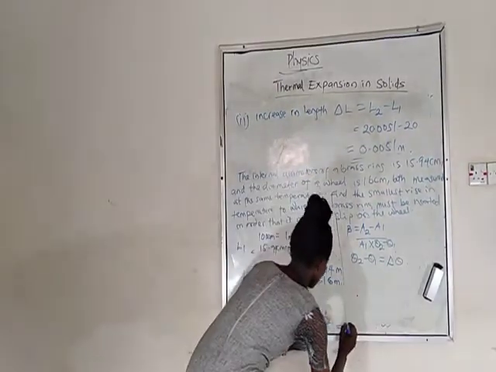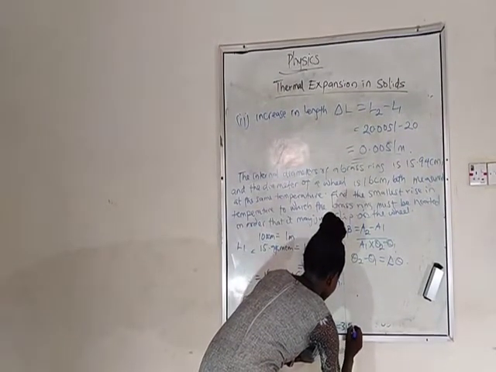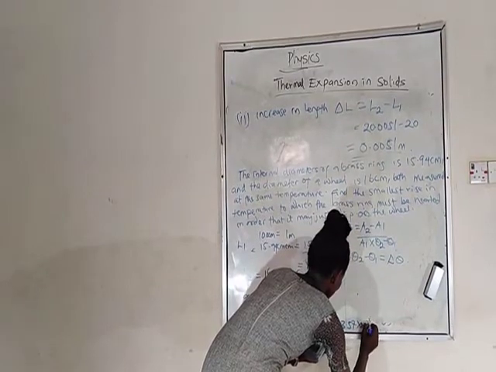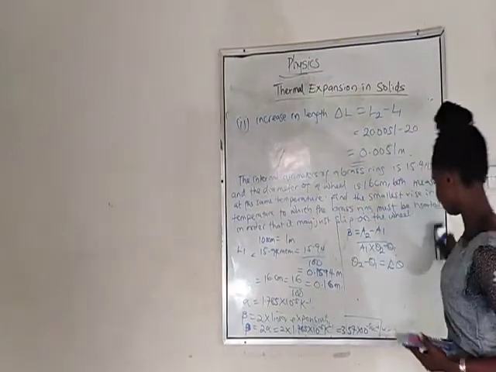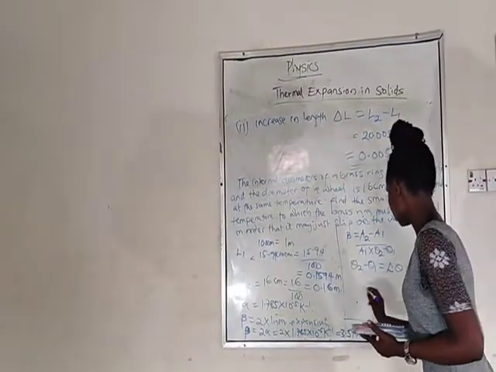Which is going to give us 3.57 times 10 raised to the power minus 5 per Kelvin. So putting that here, we're going to have what?